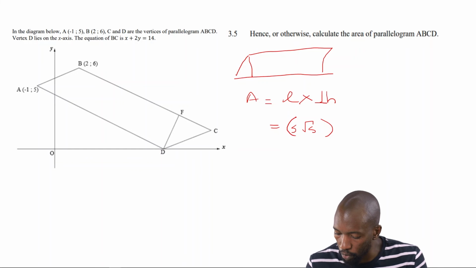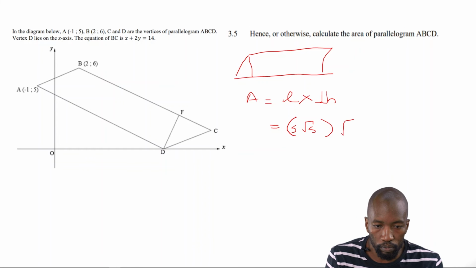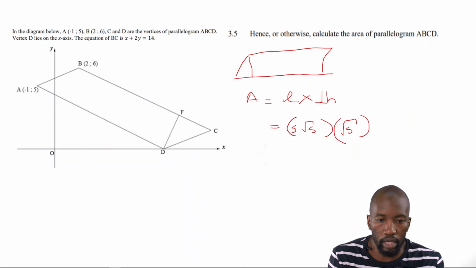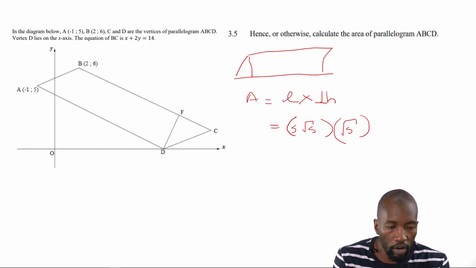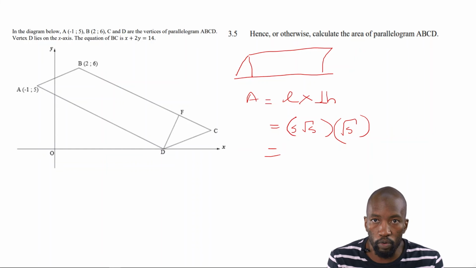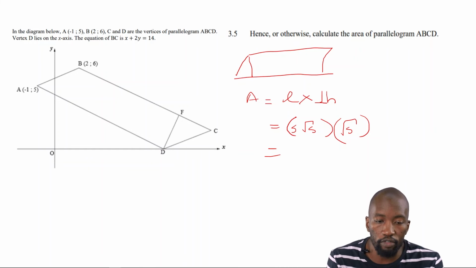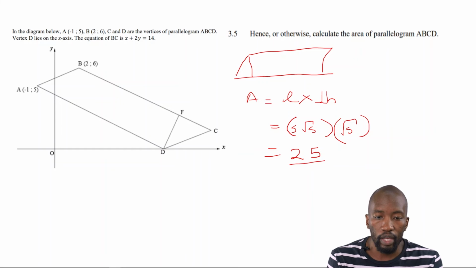Let me just check the length for DF. It's root 5. Let's just put that in there. If you don't know how we found that root 5, you can just use the distance formula to find the length DF, because we have both coordinates, and it's going to be quite easy now. Then root 5 multiplied by root 5 will give you 5. Multiplied by this 5, it will give you 25. And you can just check that on your calculator. And that is going to be 25 units.